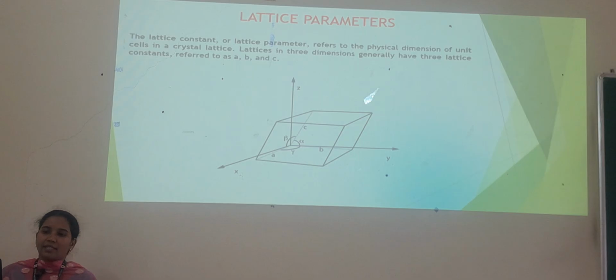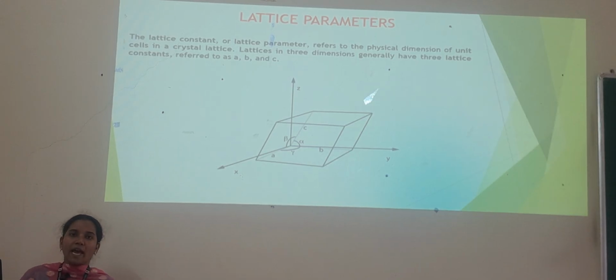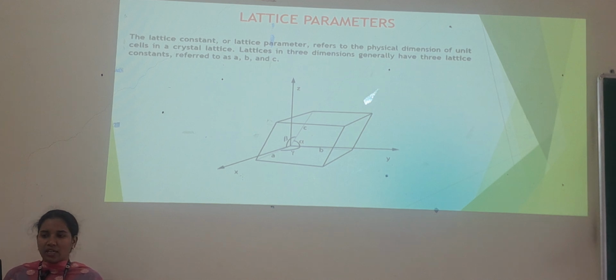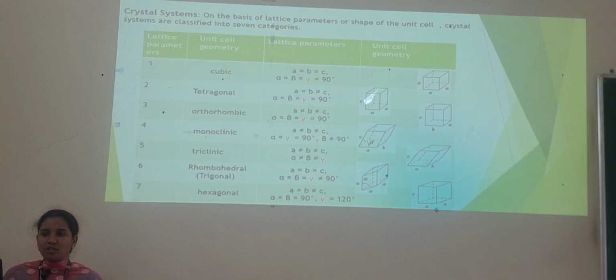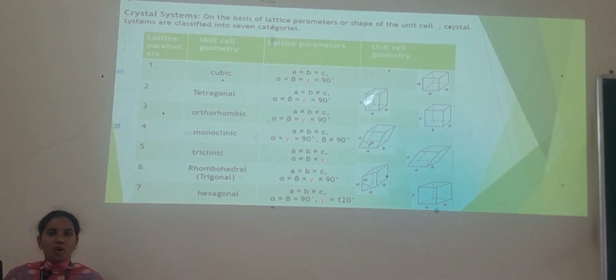So what are called lattice parameters? The lattice constants or lattice parameters refer to the physical dimensions of the unit cell in a crystal lattice. Lattices in three dimensions generally have three lattice constants, referred to as a, b, c along the X, Y, Z axes. On the basis of the lattice parameters or shape of the unit cell, crystal systems are classified into 7 categories. You can see here: cubic, tetragonal, orthorhombic, monoclinic, triclinic, rhombohedral and hexagonal.